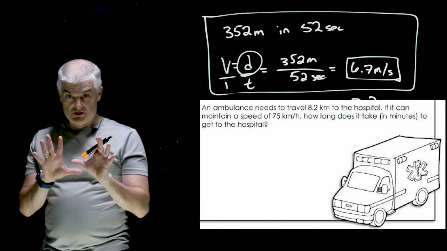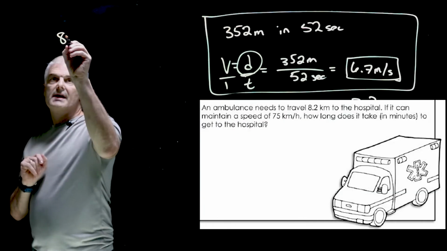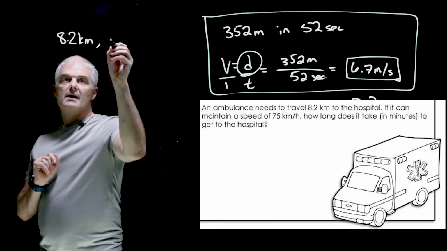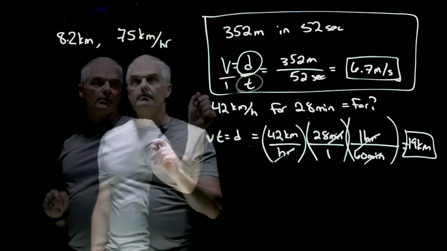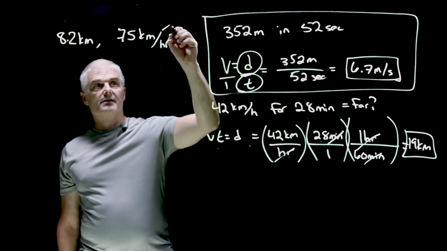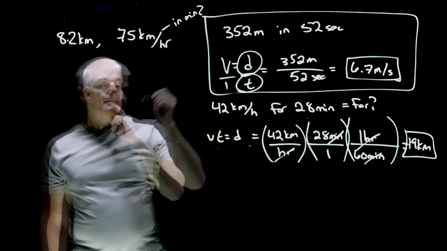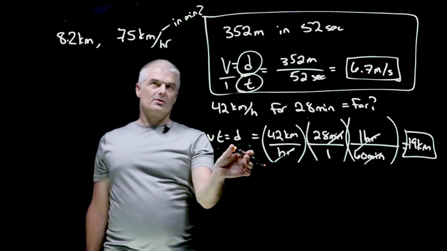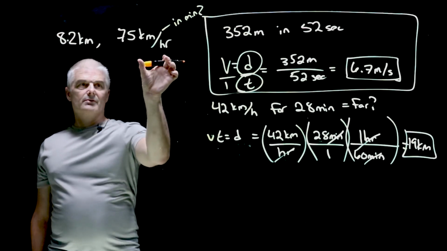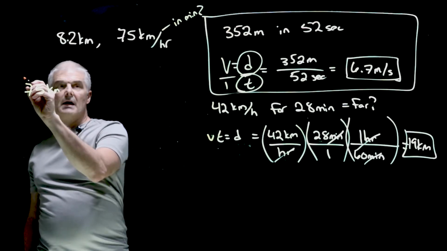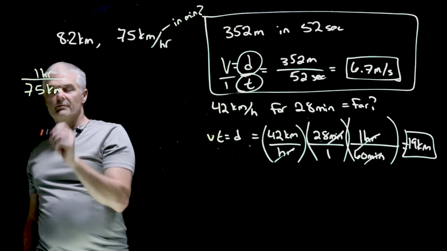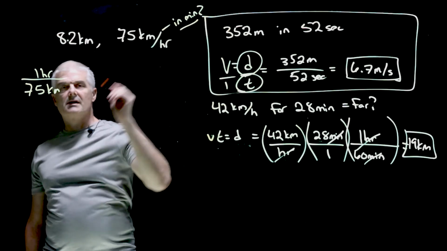And our last question has to do with an ambulance. So it travels 8.2 kilometers and it can travel at 75 kilometers per hour. So the question is asking this one in minutes. I'm going to actually do this a little differently. You could rearrange this and solve for t, but watch how I do this. All right, I'm going to say 75 kilometers. I'm going to write 1 hour here because I want hour on the top because I'm looking for time.